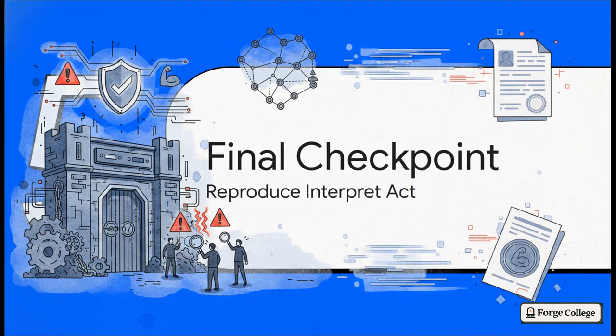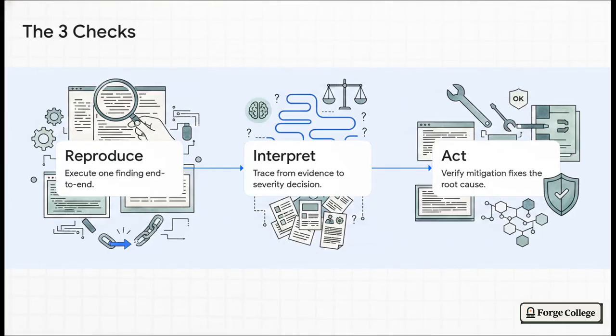Section 5. Reproduce, interpret, and act. This is our final checkpoint. Think of this section as the ultimate stress test for your case file right before you hand it over to the stakeholders in the dev team. We need to be absolutely certain that our logic holds up under scrutiny and that our proposed fixes are actually going to be helpful. So this checkpoint consists of 3 vital steps that any good reviewer is going to perform.